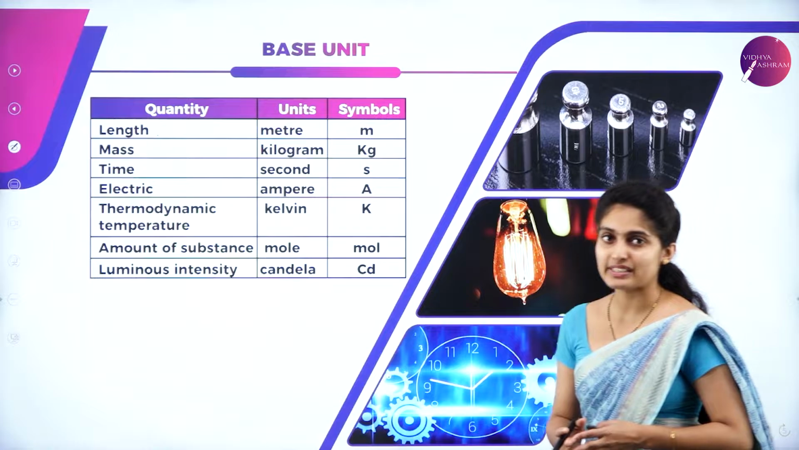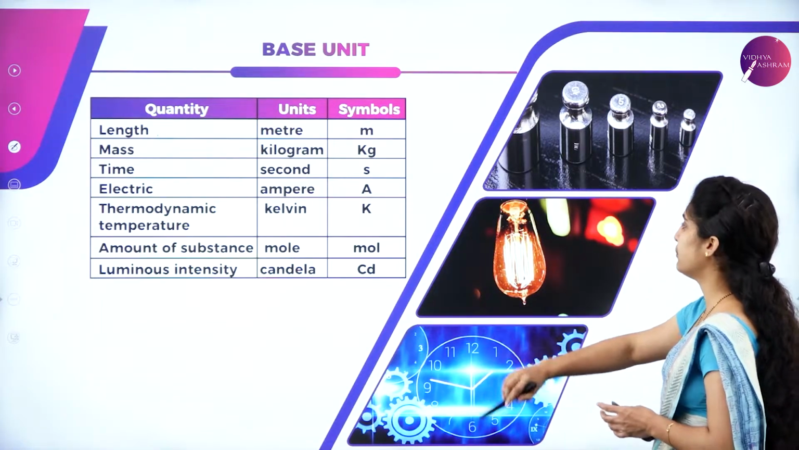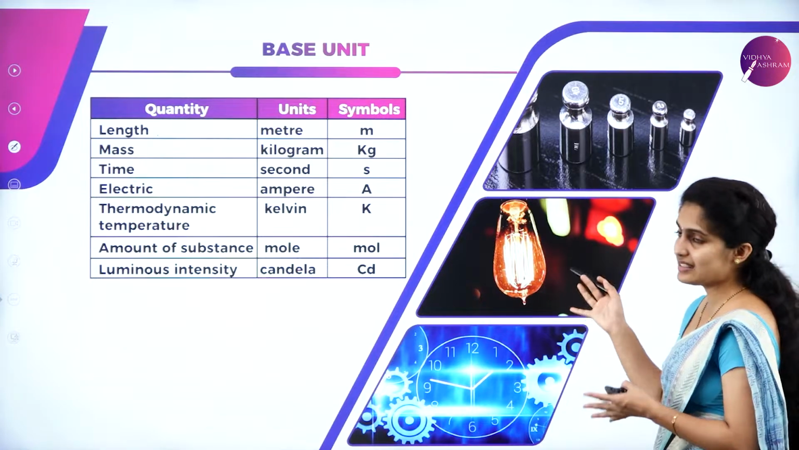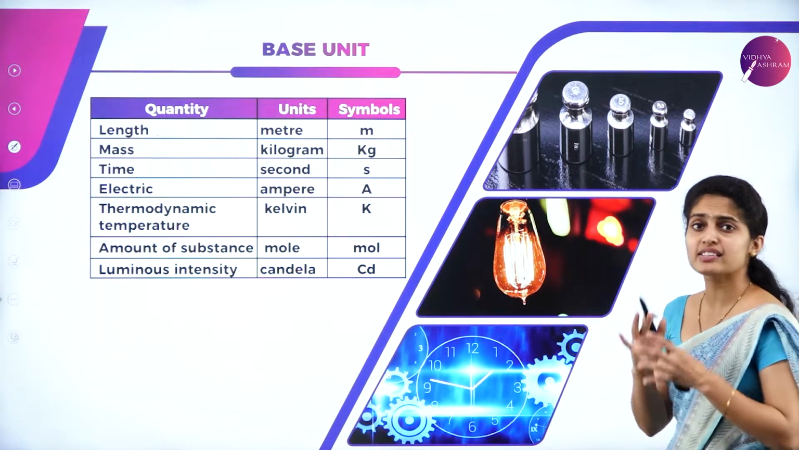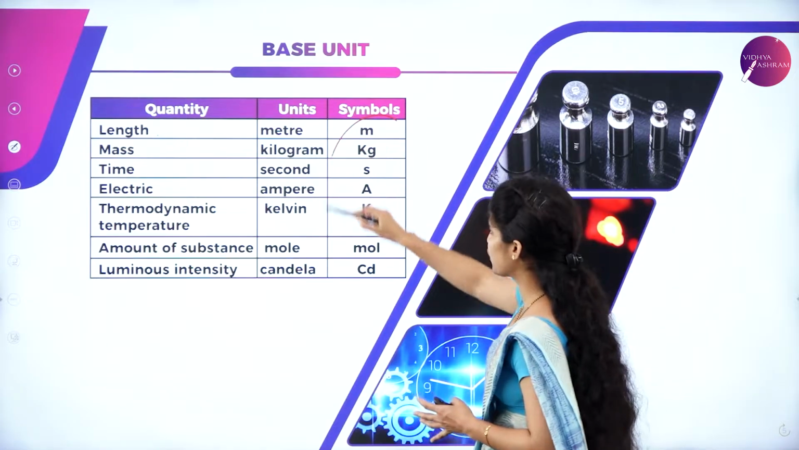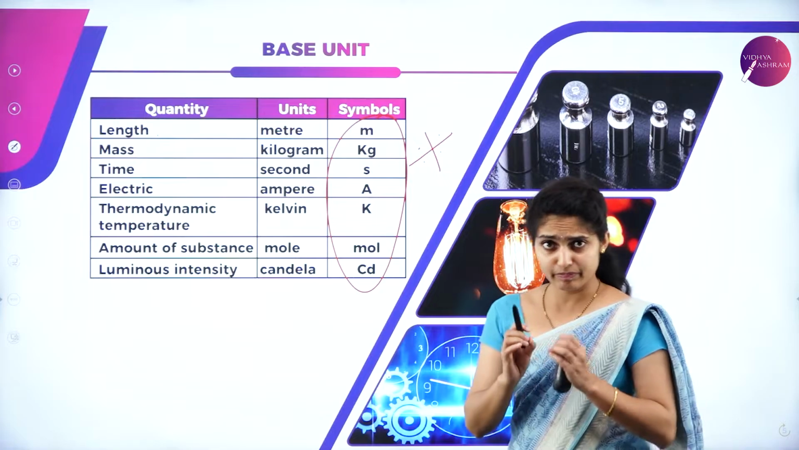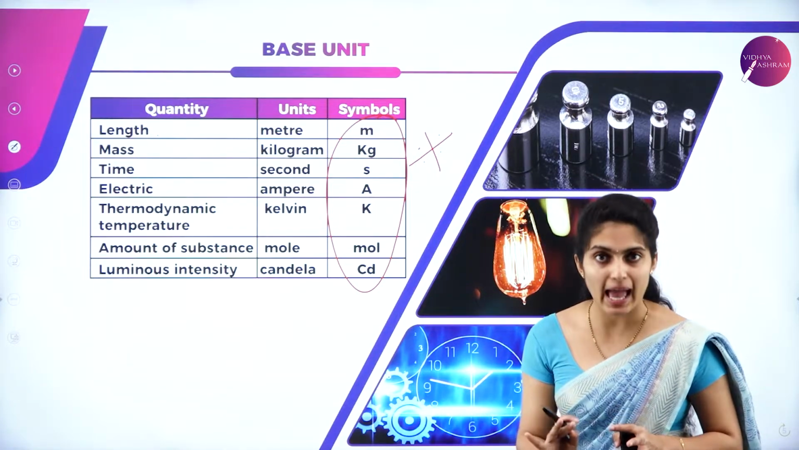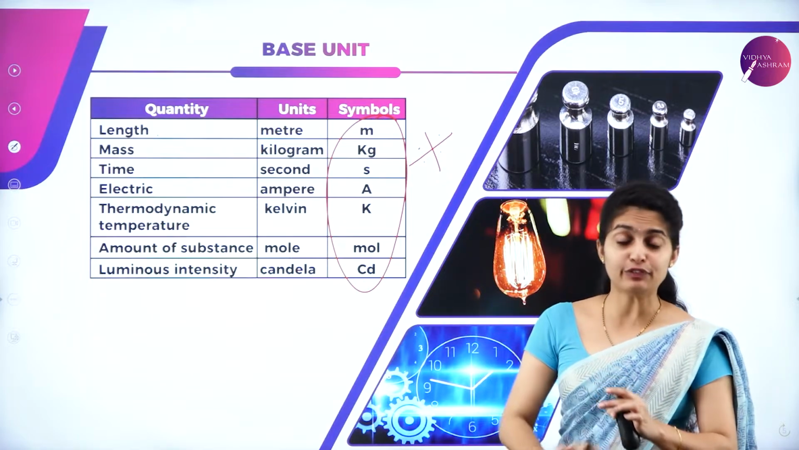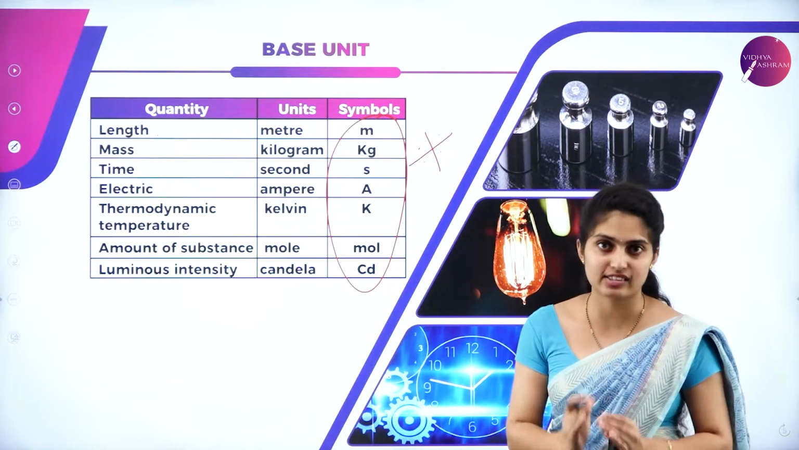Next you have luminous intensity, whose unit is called candela, given by cd, as you can see in this diagram. Luminous intensity, it might be time or it might be mass, anything. You have these set of symbols, which is very important, because if the numerical question is given in grams, you have to convert it to kg so that you get the SI unit in the answer.